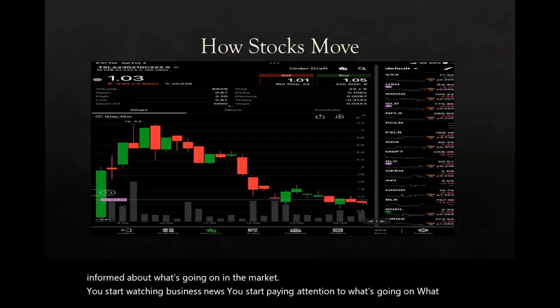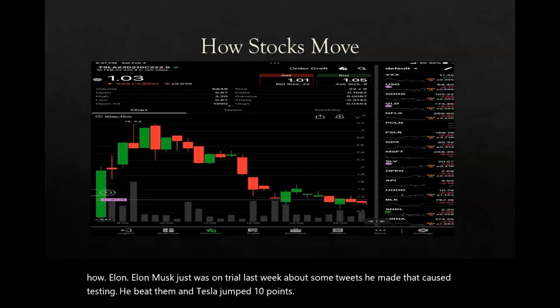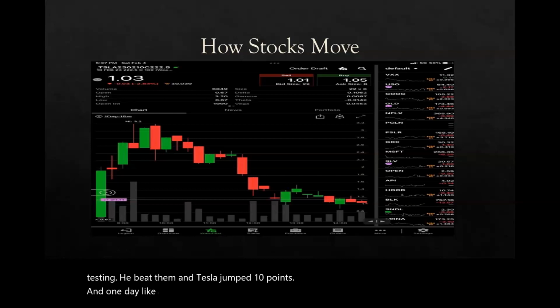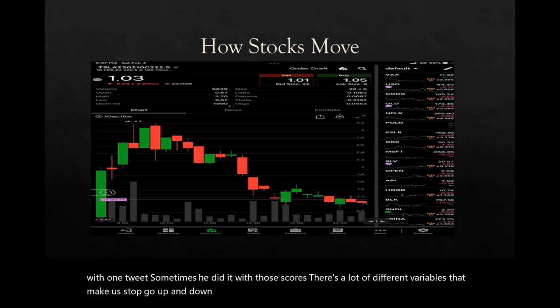Even like how Elon Musk was on trial last week about some tweets he made that caused Tesla. He beat it, and Tesla jumped 10 points in one day. Certain stuff makes it move. Elon is a shaker and mover of the masses with one tweet. Sometimes he did it with Dogecoin. There's a lot of different variables that make a stock go up and down. And that's what the State of the Union address does too.